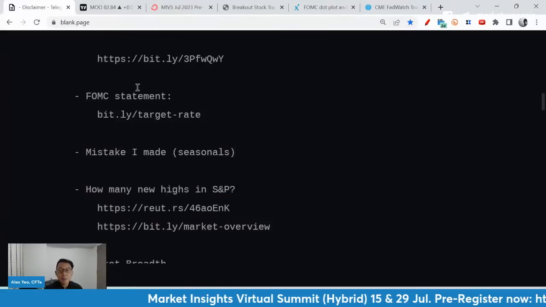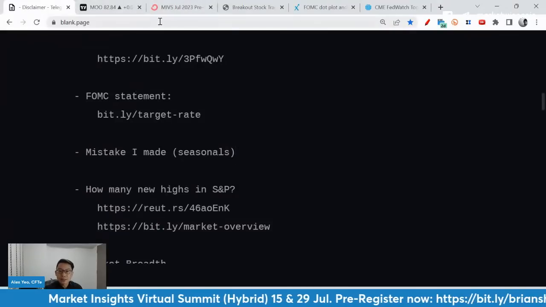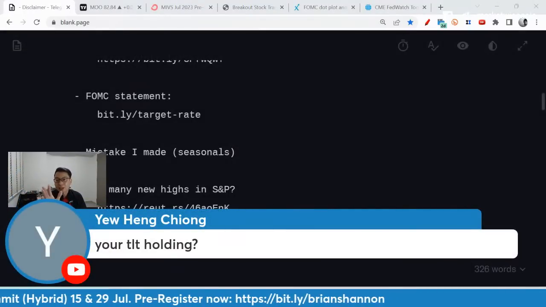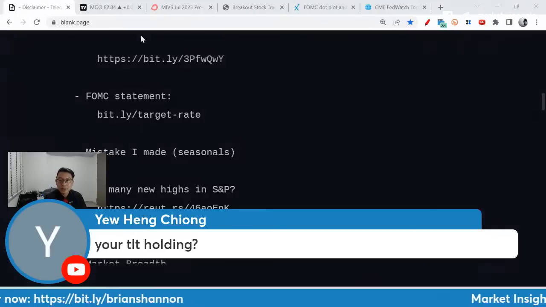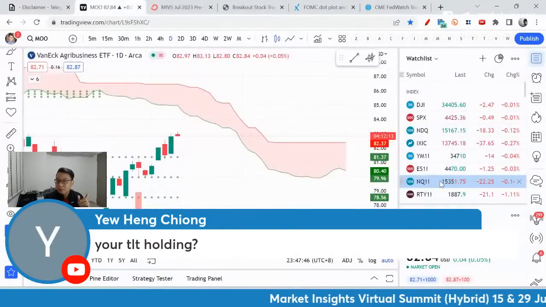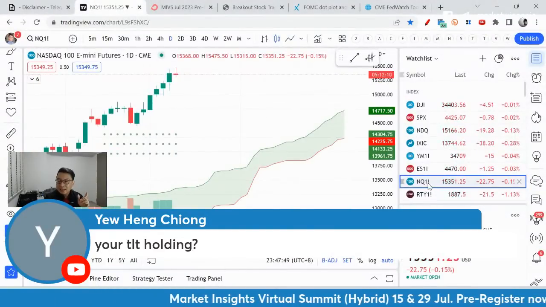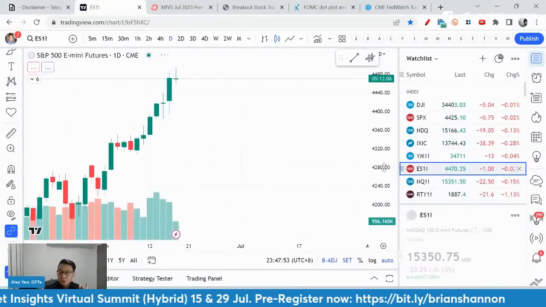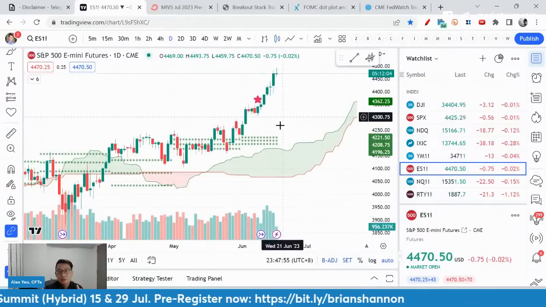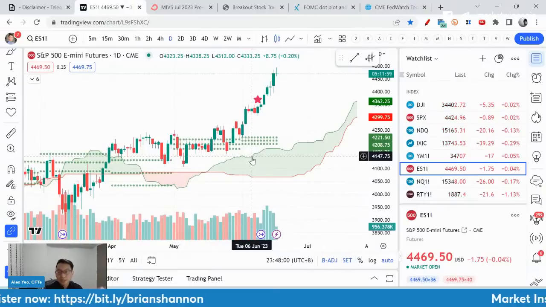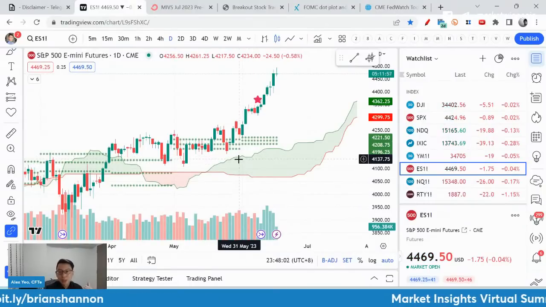But even though I made this mistake, at this moment in time I'm still holding TLT. I think TLT is still pretty okay. It didn't hit my stop loss. As I mentioned, this is the Nasdaq futures, this is the S&P futures. Let's go to S&P. As I mentioned, right now at this moment in time, going long doesn't seem right, going short also doesn't seem right.